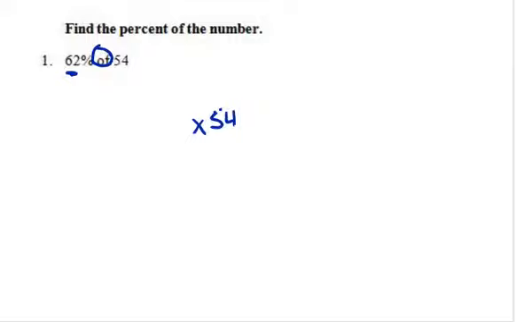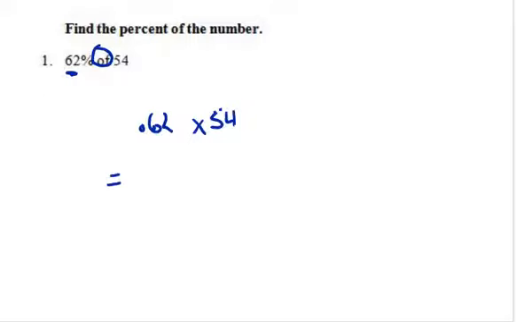I'll be honest, in my mind, I think it's easier doing this type of stuff with decimals, unless I'm finding a percent of a fraction or a mixed number, then I might as well change my percent to a fraction. That being said, 62% as a decimal: 62% means 62 hundredths, so 0.62. Remember, you move the decimal point 2 places to the left when you go from a percent to a decimal, and you take off the percent sign. So it's 0.62 times 54.